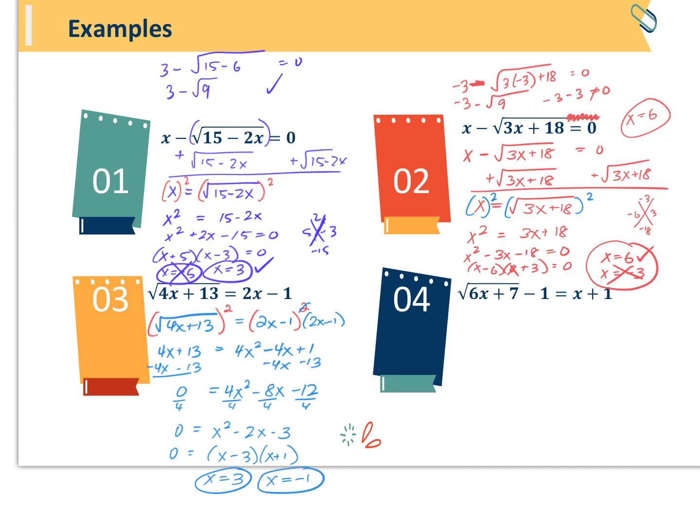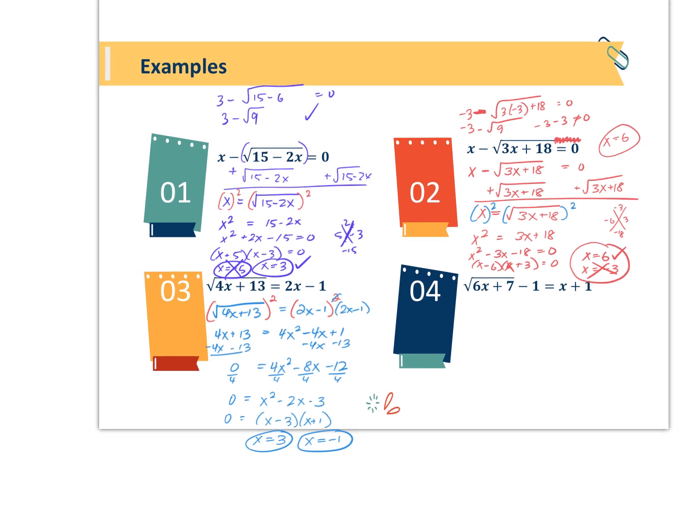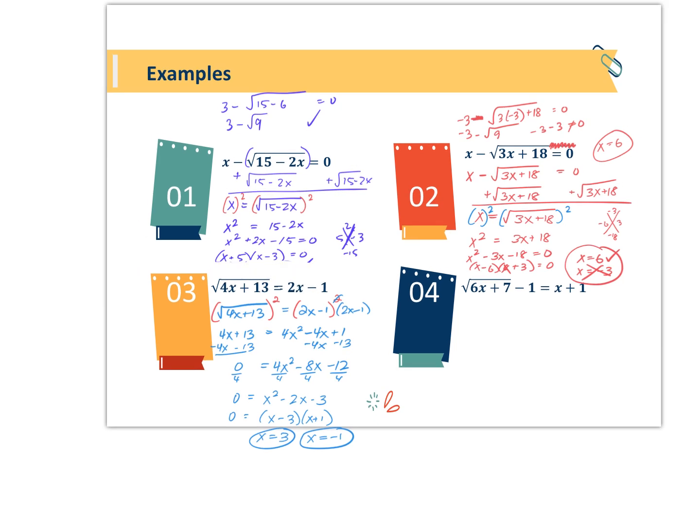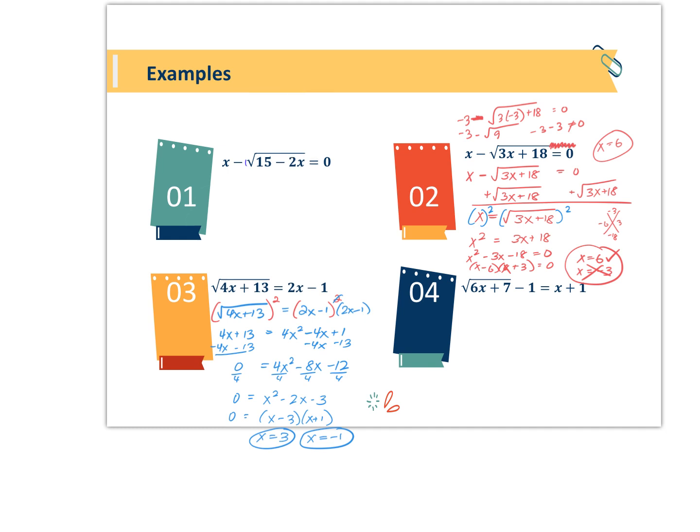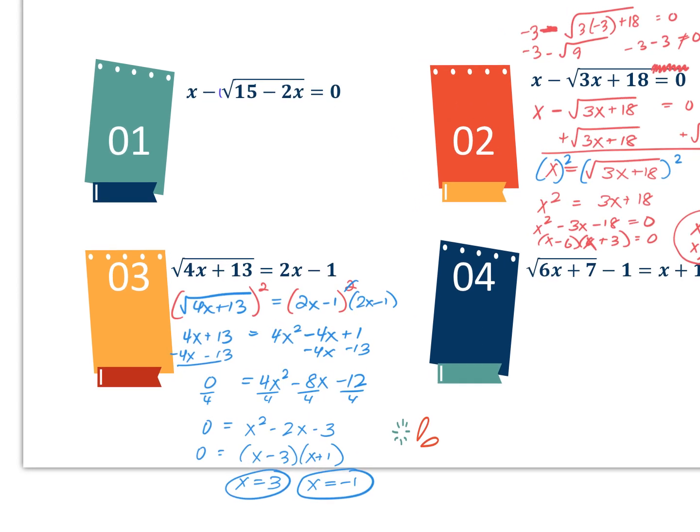So again, I have to go back into this original problem, right? I'm going to erase a little bit up here. I'm going to go back up, and I'm going to have to check this answer. So I'm going to have to try 3 and see if 3 works. So I'm going to get the square root of 4 times 3 is 12 plus 13, and that's supposed to equal 2 times 3, which is 6 minus 1. So the square root of 25 equals 5, and the square root of 25 does equal 5. So it works. So that number works.